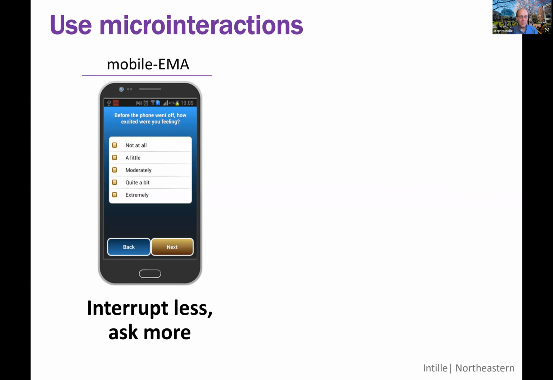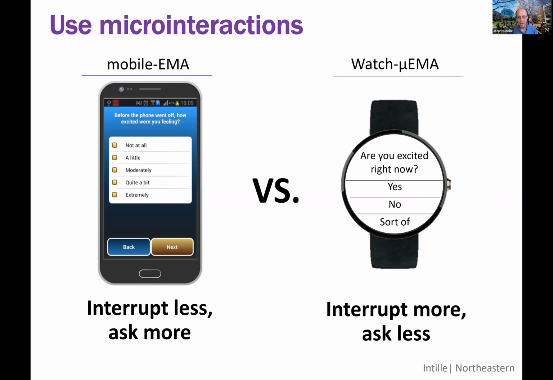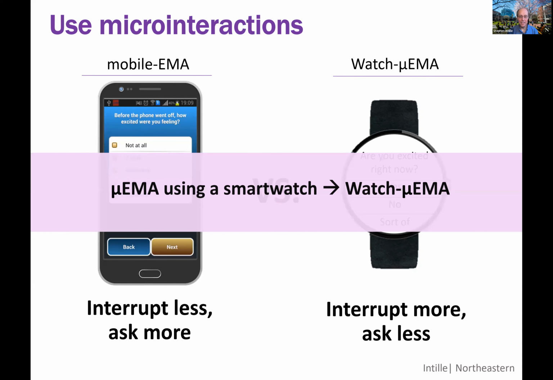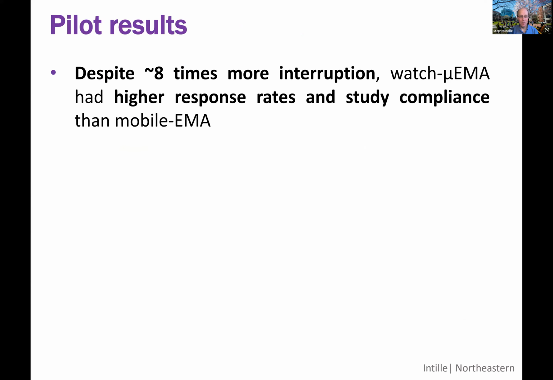So bottom line is, in EMA on a mobile phone, we interrupt less and ask more. And on the watch, we interrupt more and ask less. And the question is, okay, what's the impact of that? Because if you believe that the primary burden is the interruption, not the time that it takes to answer, then micro EMA could be very problematic. So we ran a couple of pilots to try to tease this apart.